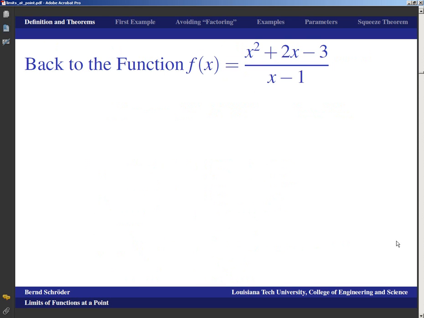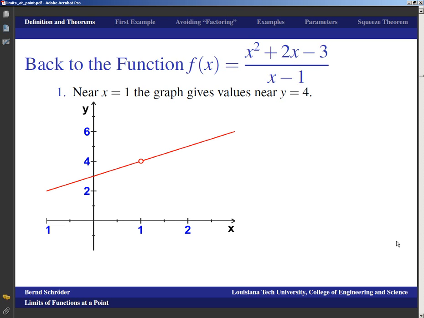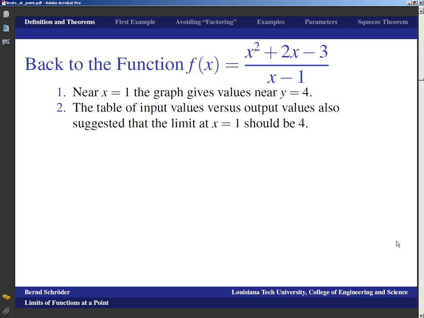All right, so let's go back to this function, x squared plus 2x minus 3 over x minus 1. Near x equals 1, the graph gives values near y equals 4. And that's the picture here. Remember how I said in the introduction you want to have the visualization behind the words. I'm trying to just flash the pictures to give that visualization back.